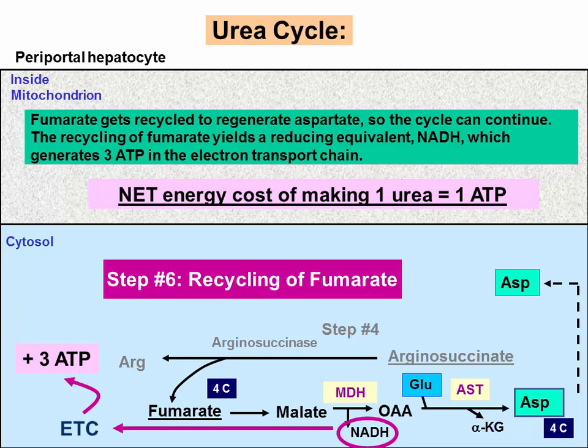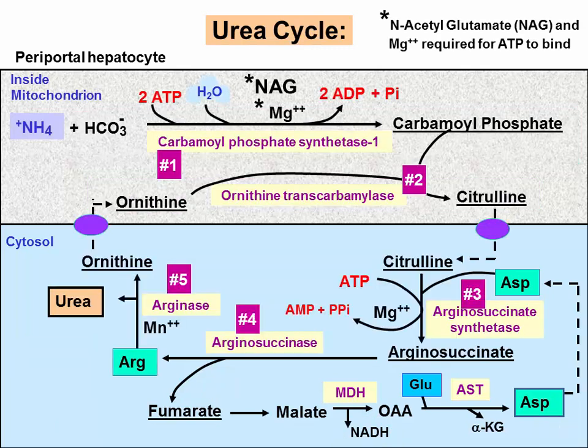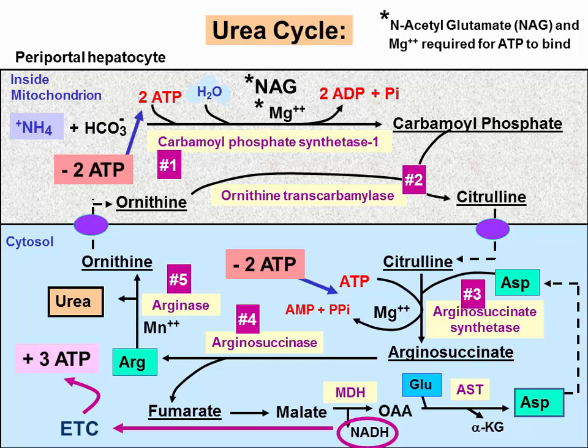So if you think about the net energy cost of making urea, how many ATP did we cleave? And there are 2 steps for that, right? So we had 4 being used, and then we create 3, so the net energy cost is 1. Is that clear to everyone? Okay. So very energy efficient process.